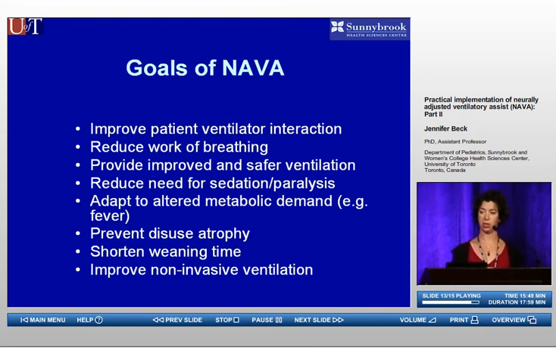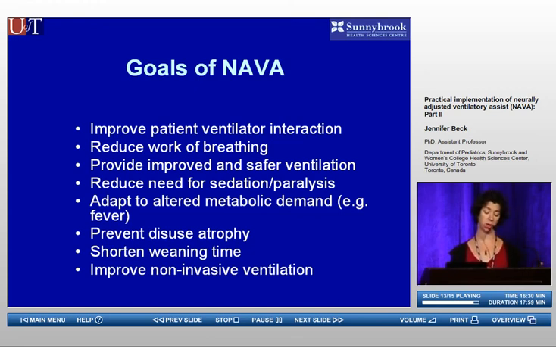So I think this is going to be the first time that I'm going to speak on behalf of Krista and I. I'd like to summarize our talks by telling you what our goals are with using NAVA. And so of course, the first goal that we have is that we would like to improve patient-ventilator interaction. By doing this, we might be able to reduce the work of breathing. We might be able to provide an improved ventilation, but also maybe a safer ventilation. Again, we don't know. We have to do some outcome studies. If you have improved synchrony, you have less fighting the ventilator, you might be able to reduce sedation or paralysis.